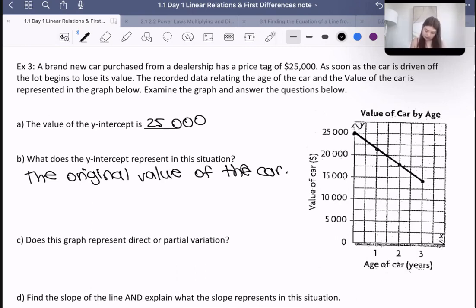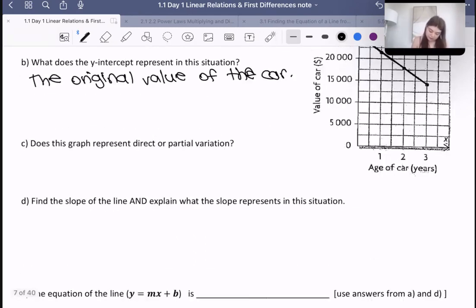Does this graph represent direct or partial variation? So again, it represents partial variation. And why does it represent partial variation? Well, because the y-intercept was not 0, right? The y-intercept was something else, so it would be partial variation.